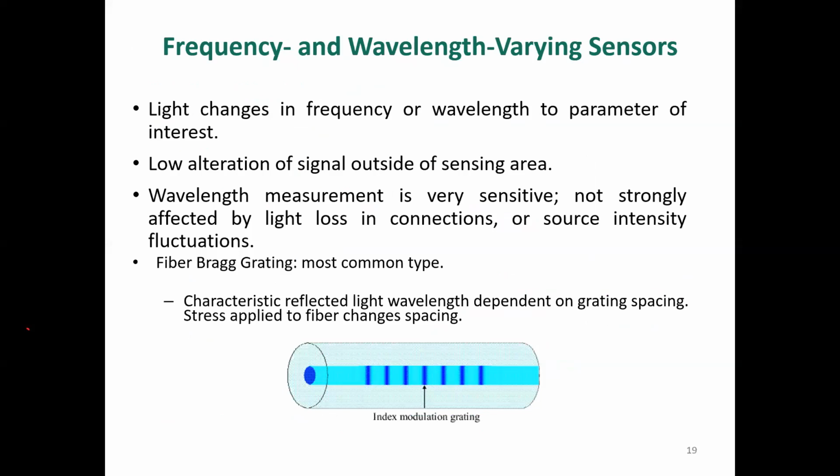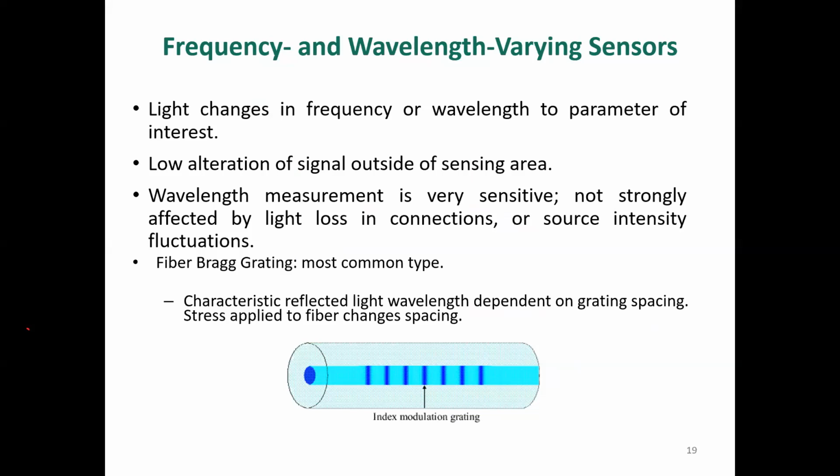So as I told, there are parameters of the light like frequency, wavelength, polarization. Any of these parameters, if we change and then calibrate it, then we get the sensing. So this is one of the examples where frequency and wavelength can be varied.